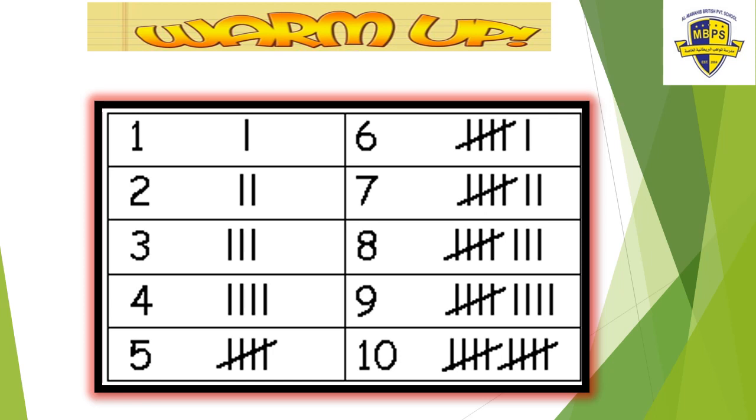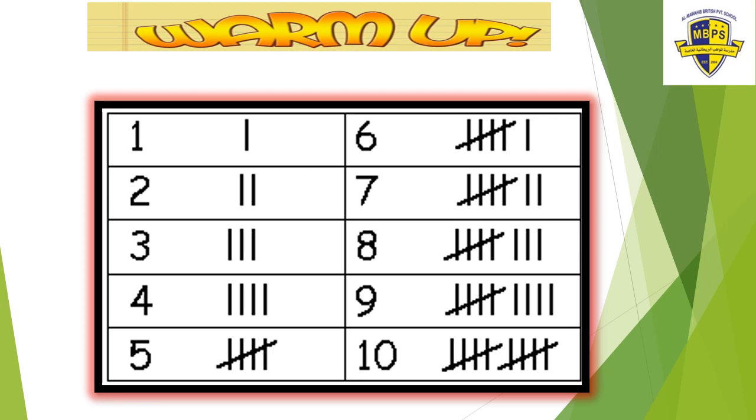Now next, number 9. Let's start. 1, 2, 3, 4. The 5th line will go across. And then how many more standing lines do you need to make it 9? After 5, 6, 7, 8, 9. We need 4 more standing lines.